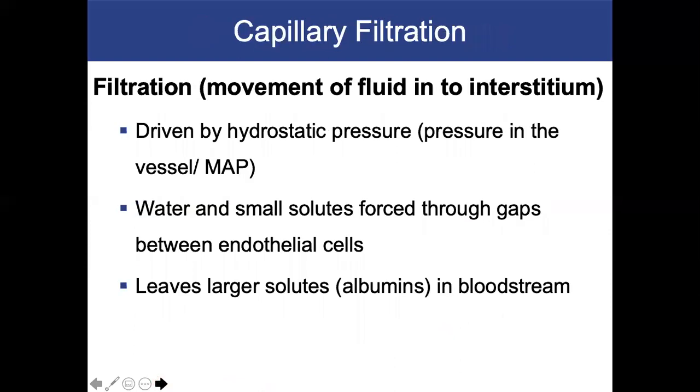Okay, so filtration is movement of fluid from the blood into the interstitium. This is driven by, again, hydrostatic pressure. It's pressure in the blood vessel or mean arterial blood pressure. Filtration is going to force water and small solutes through gaps between the endothelial cells, and it leaves larger solutes like albumins stuck in the bloodstream. Why do albumins get stuck in the bloodstream? It has to do with the size of them, right? So they're too big, they can't fit through those gaps.